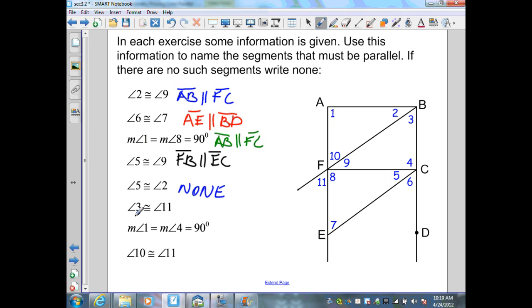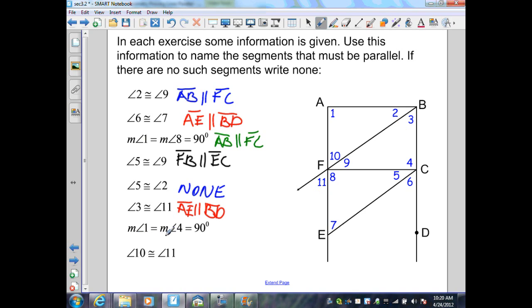3 and 11. Angle 3 and 11 are congruent. They have a transversal, which is FB. The other two lines that help form them are AE and BD. If corresponding angles are congruent, then the two lines cut by a transversal are parallel.